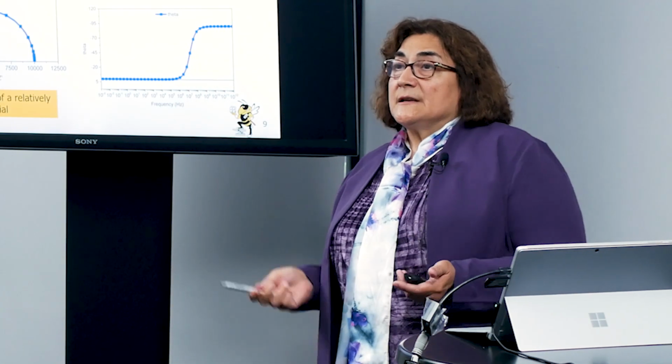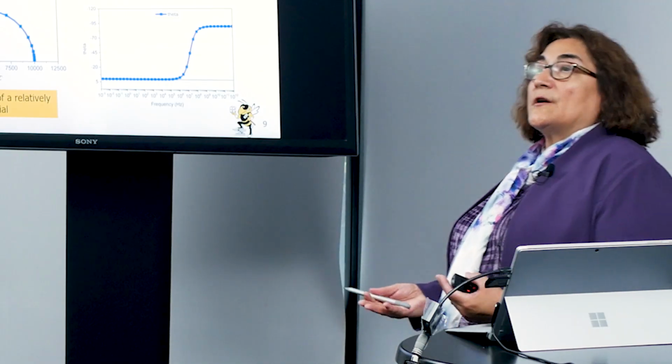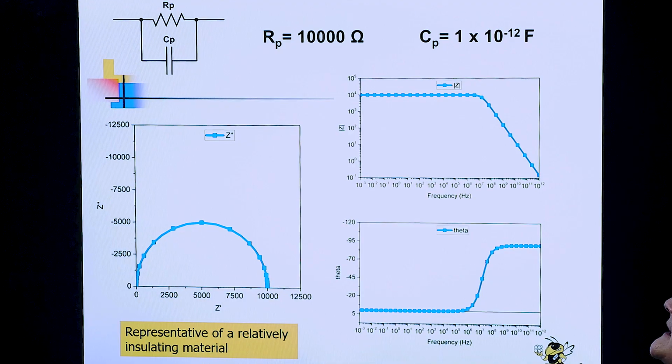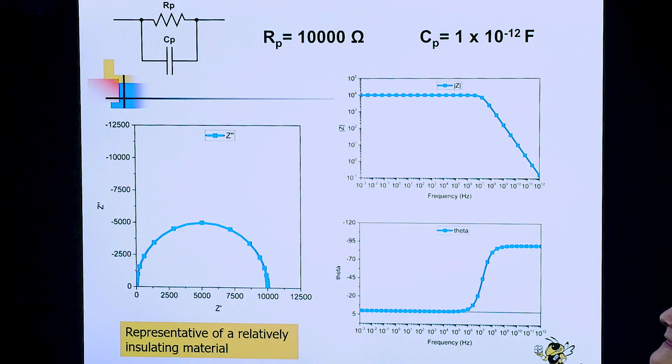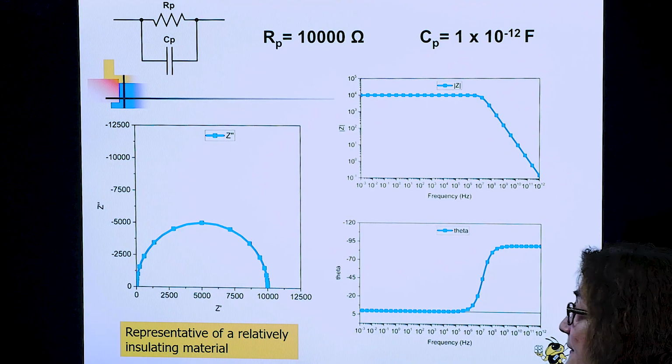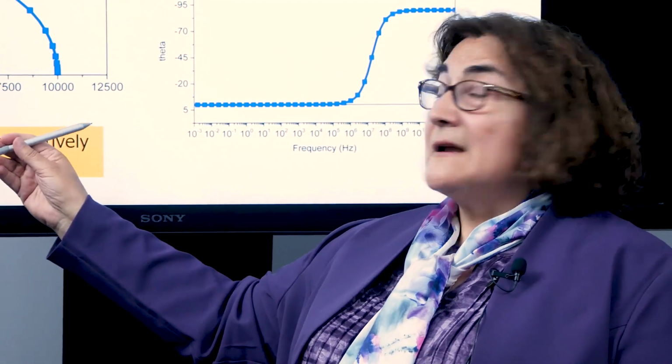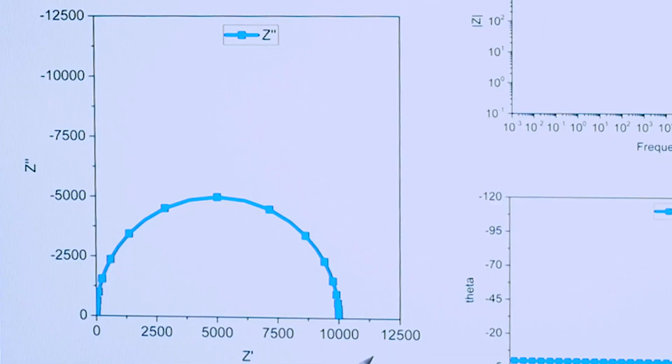So now I'm going to illustrate, starting from the simplest possible equivalent circuits. We will start with an RC circuit in parallel. And when you have an RC circuit in parallel, these numbers were calculated using the values at the top, 10,000 ohms and 1 picofarad. If the frequency of the equipment specifications is sufficiently high, then you may be able to get a complete semicircle and be able to detect that resistance of 10,000.